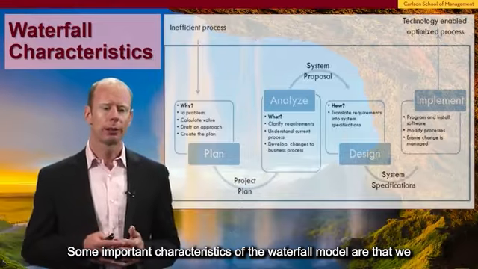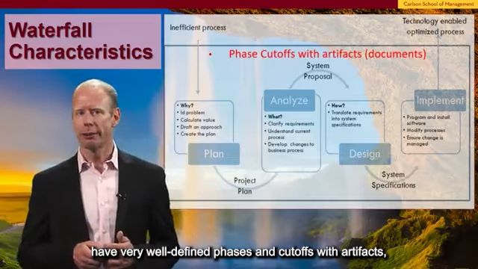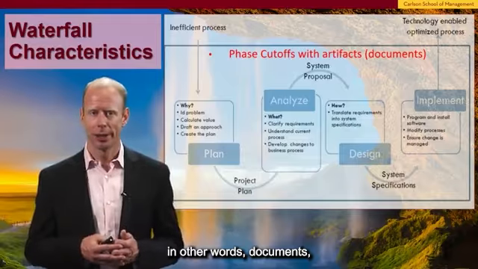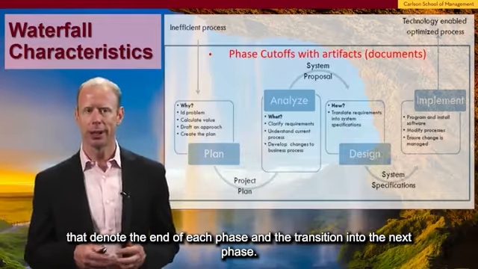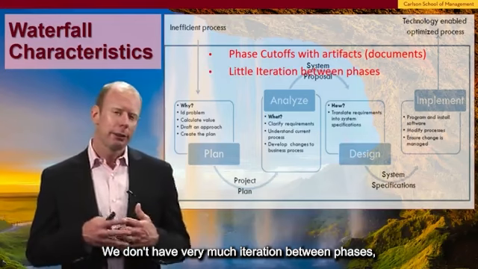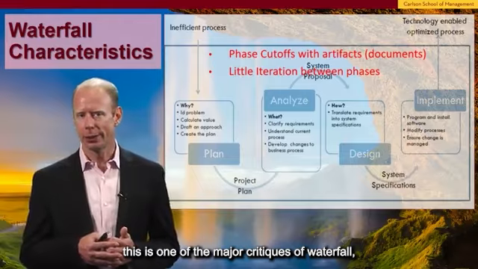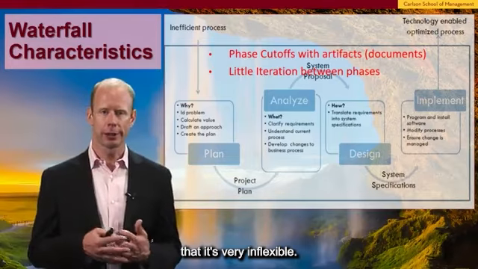Some important characteristics of the waterfall model are that we have very well-defined phases and cutoffs with artifacts, in other words, documents, that denote the end of each phase and the transition into the next phase. We don't have very much iteration between phases, and as we'll see later, this is one of the major critiques of waterfall, that it's very inflexible.